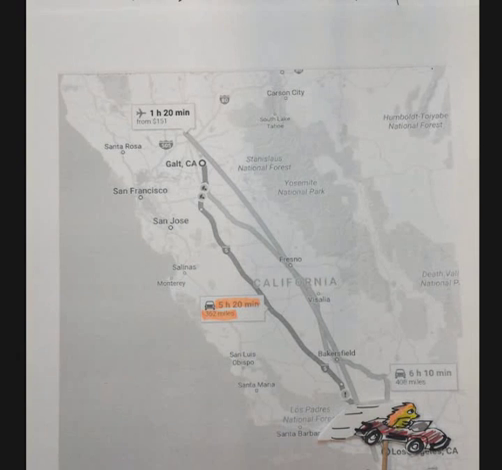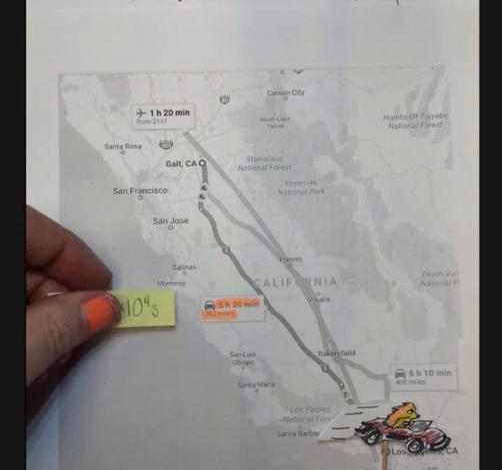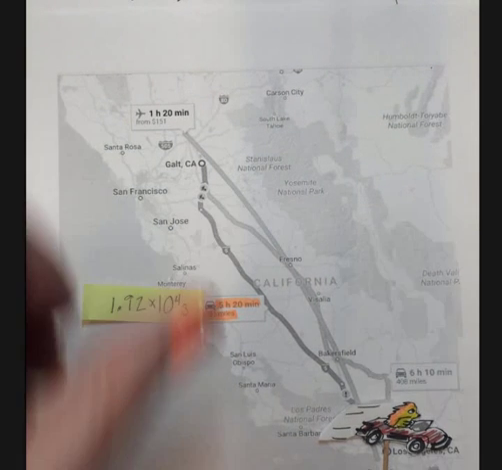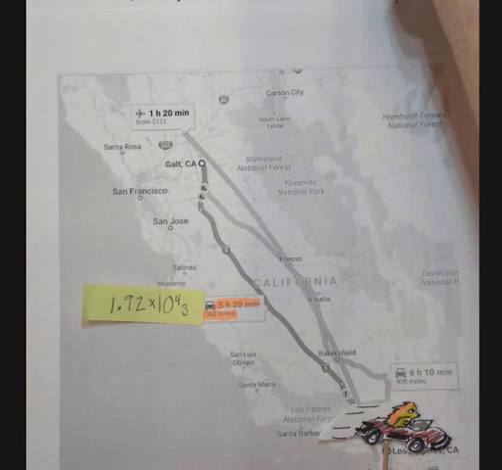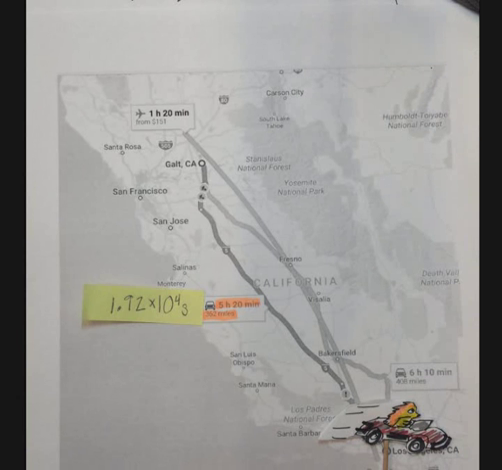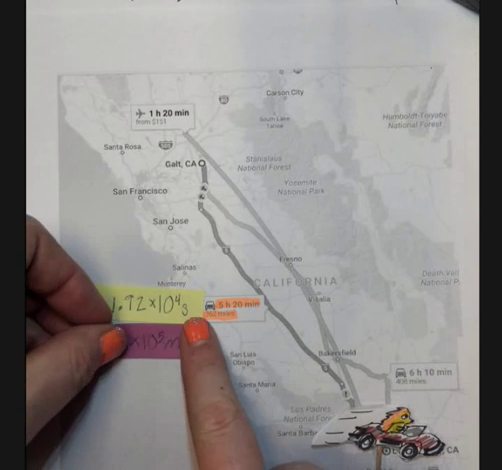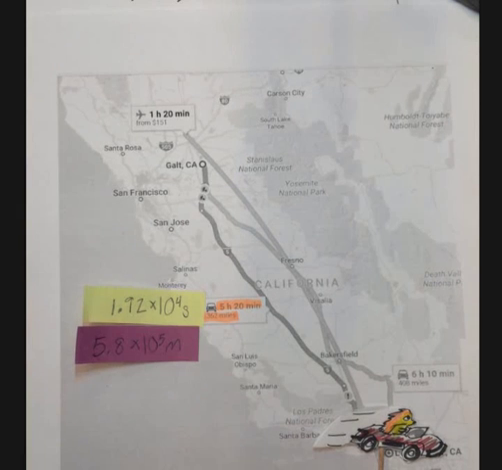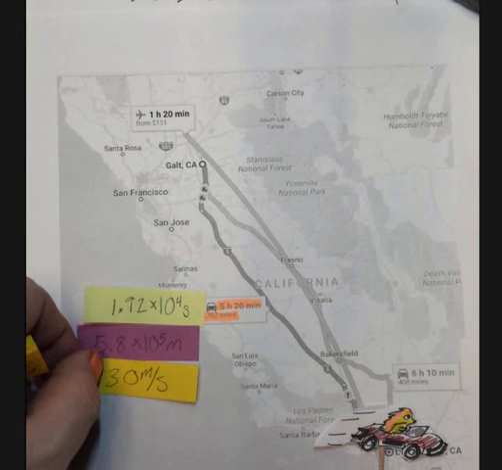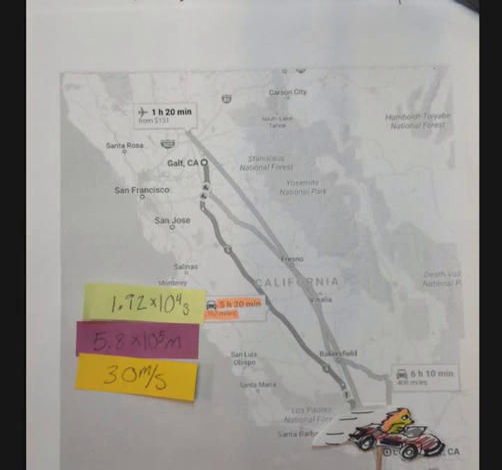520 minutes gives us a value of 1.92 times 10 to the 4th seconds. And this value of 362 miles gives us the value of 5.8 times 10 to the 5th meters. That's how many meters are actually being traveled there. So that means that our average velocity for this trip is going to be 30 meters per second south.